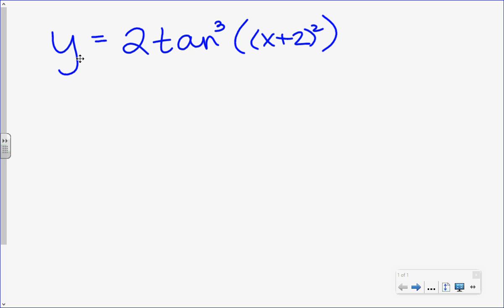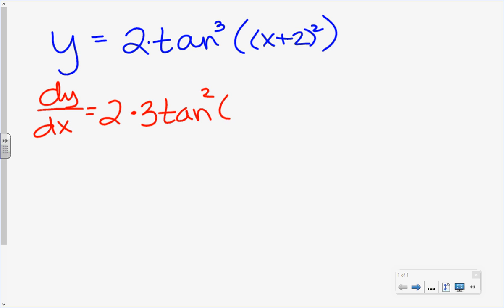Okay, be careful. What is our outermost function? Well, 2 is the constant that's multiplied. Remember, it's just going to go along for the ride. So let's ignore the 2. Tangent is inside of the cubic function, right? So the first thing we have to do for our chain rule is the power rule. So we have 2 times our power rule. 3 tangent gets 1 less power.